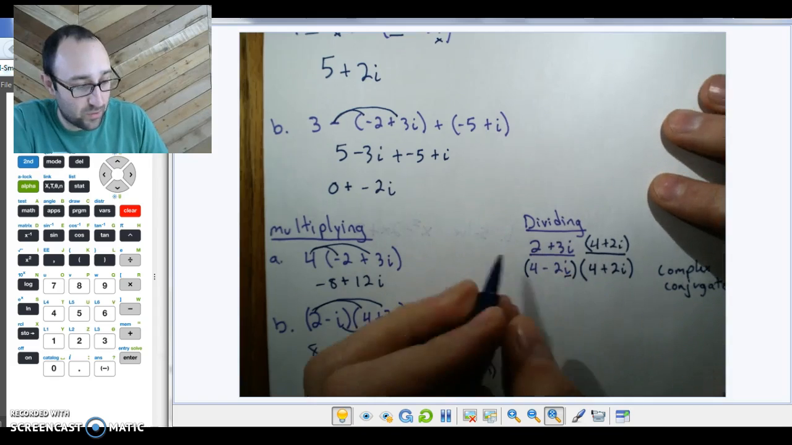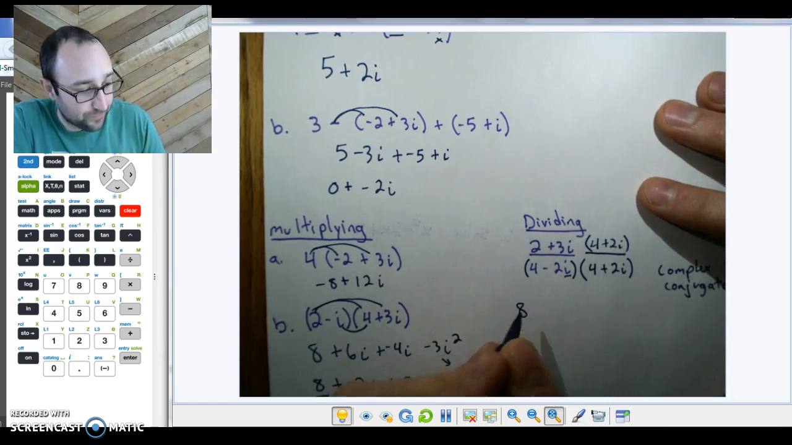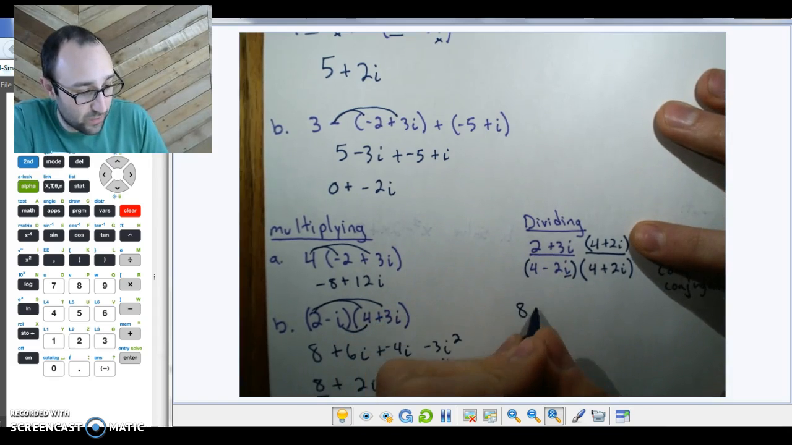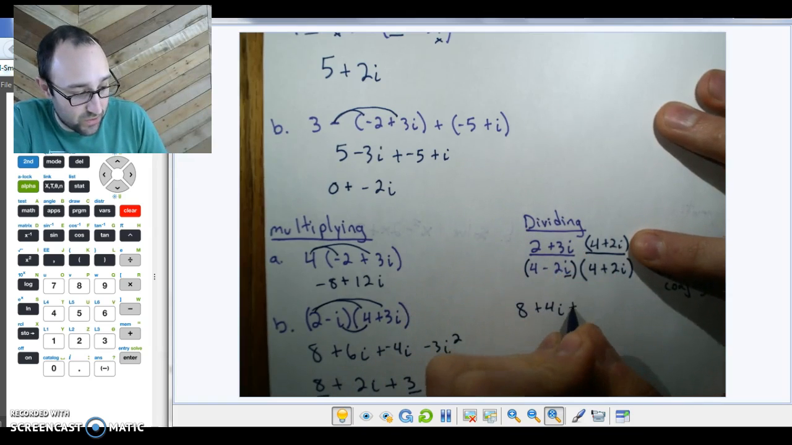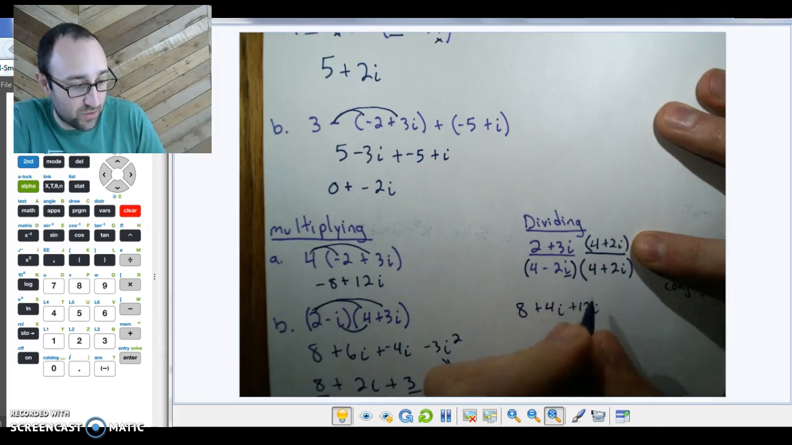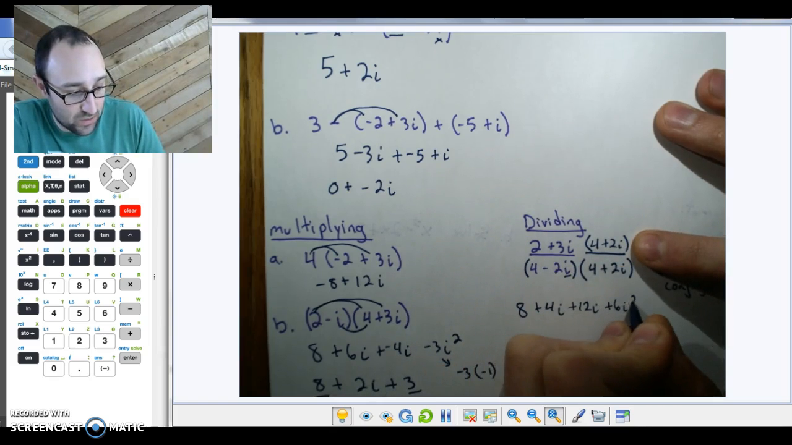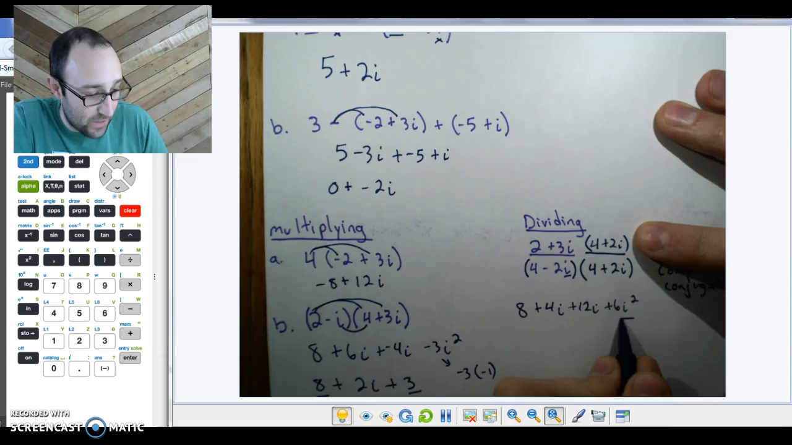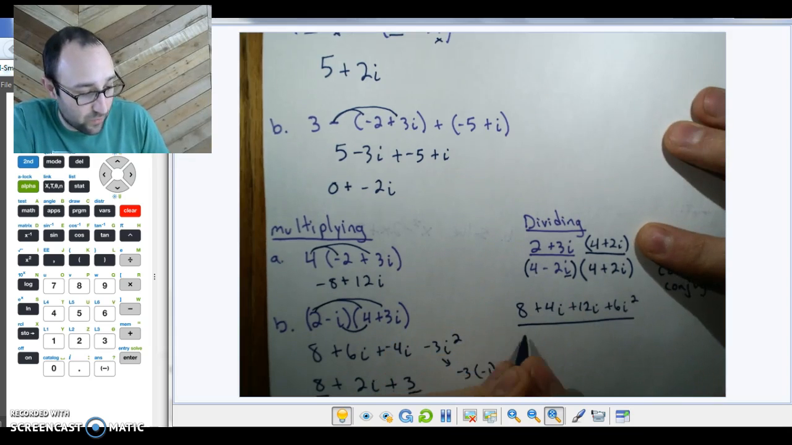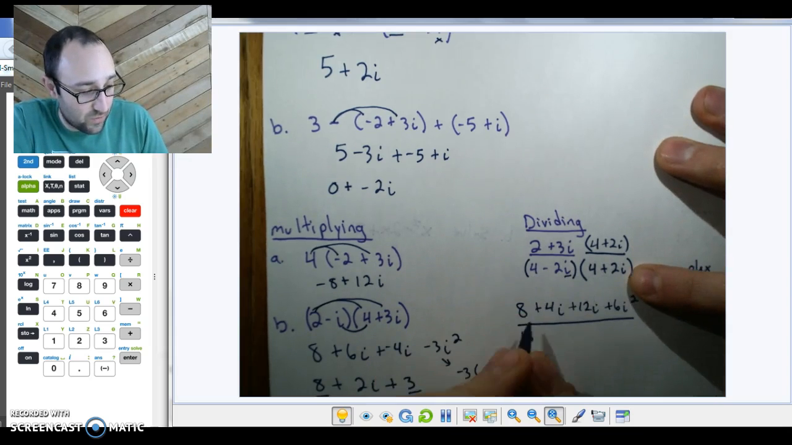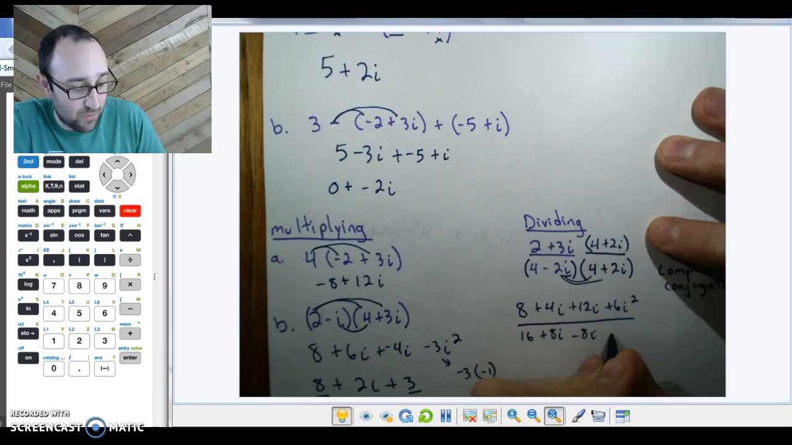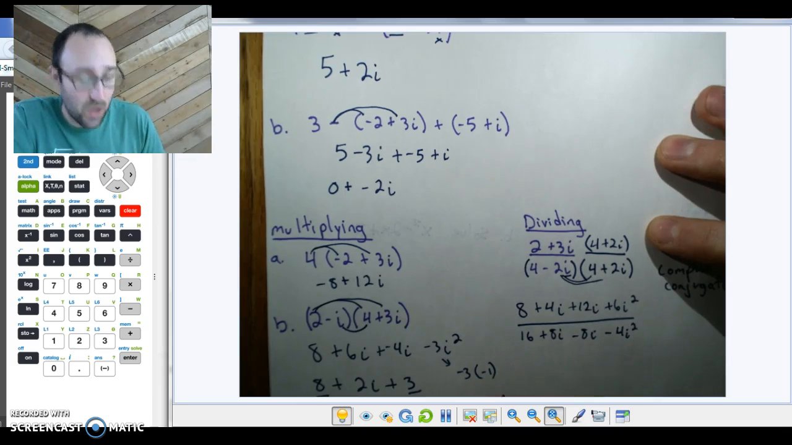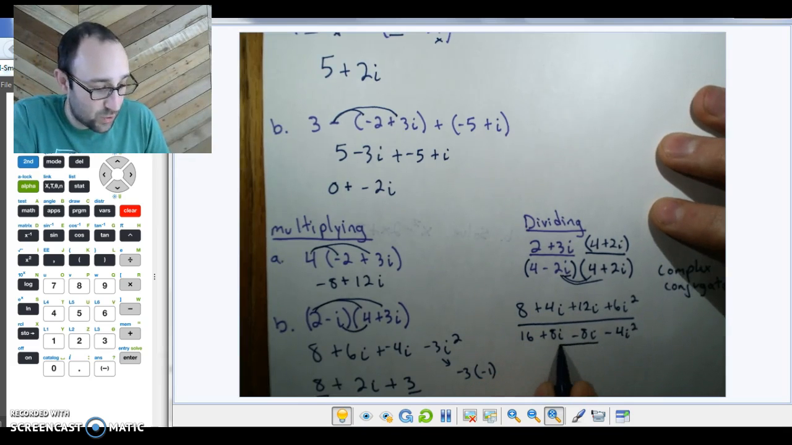So let's do the top. 2 times 4 is 8, and then 2 times 2 is 4i. And then 3 times 4 is going to be plus 12i, and then 3 times 2 is going to be plus 6i squared. And then the denominator is going to be 4 times 4 is 16, 4 times 2i is plus 8i, minus 8i for the inside, and then the last is going to be minus 4i squared. What should happen is these two should cancel out.